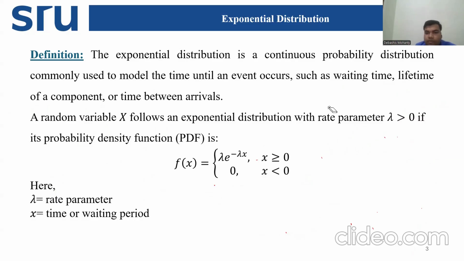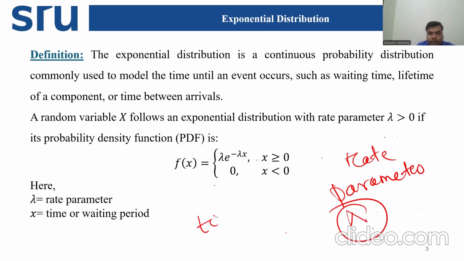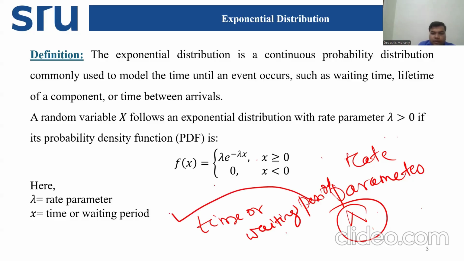The waiting time period uses mainly two values. One value is the rate parameter lambda, and the other is the time period. In all the problems we use the rate parameter lambda and the waiting time period. Basically, we call it the waiting period because we are calculating the x value, that means the probability of x less than small x. These are very interesting topics, so you can follow this lecture to know more about the exponential distribution.